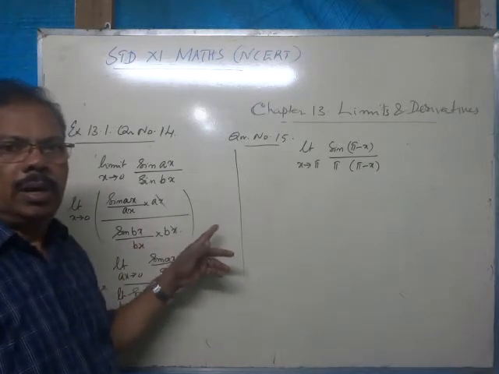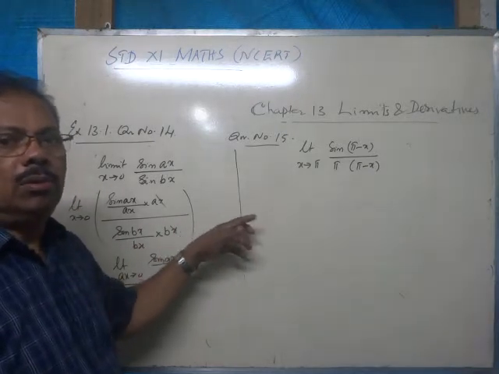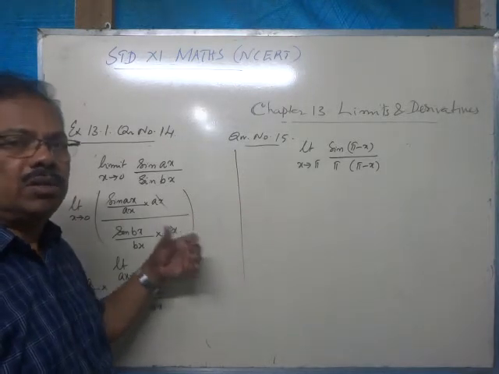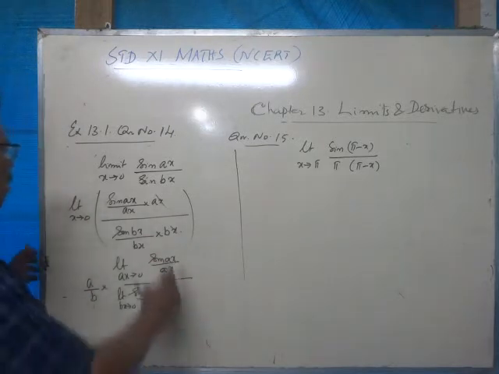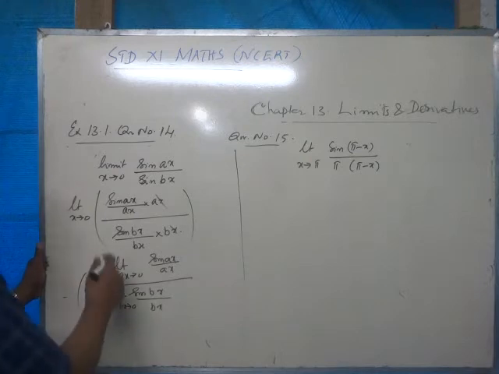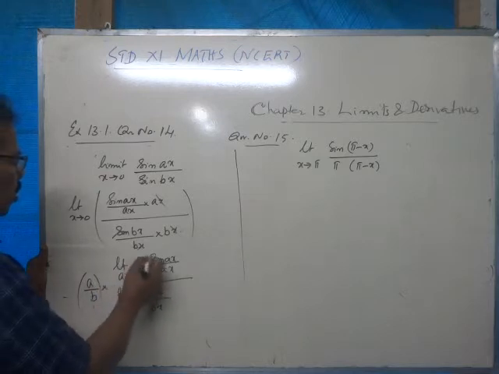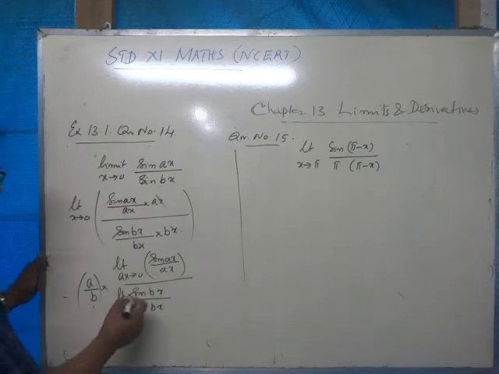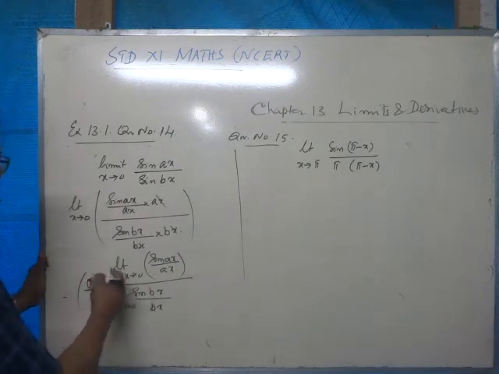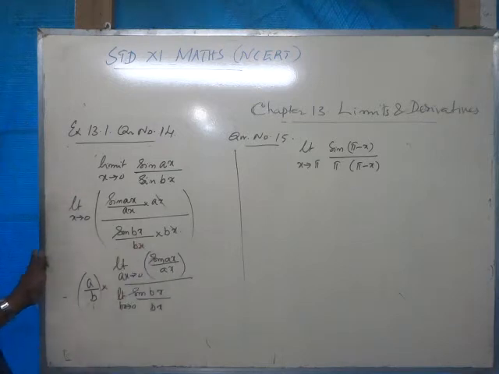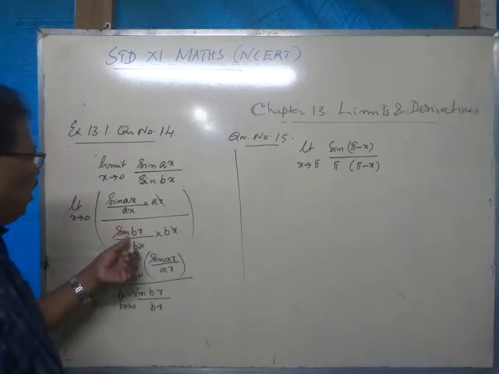Limit of a constant into a function is equal to that constant into limit of that function. Therefore, a by b is taken as a constant into limit x tends to 0 is the same as limit ax tends to 0, because here it is of the form sin ax by ax. Now limit x tends to 0 can be written as limit bx tends to 0 because the denominator is of the form sin bx by bx.